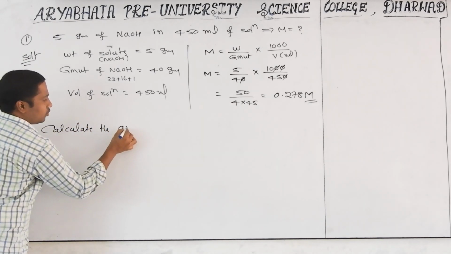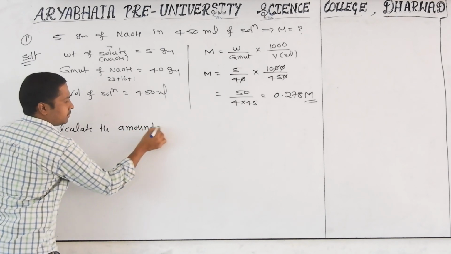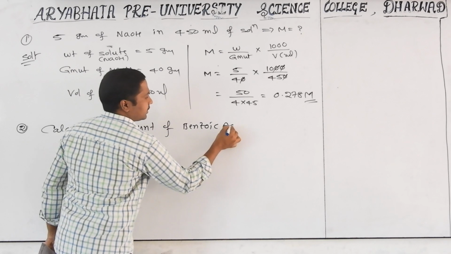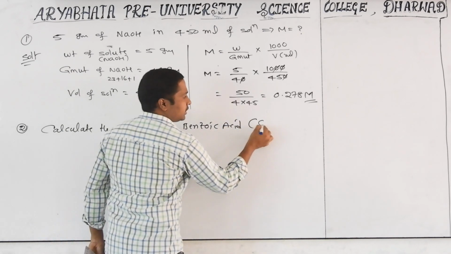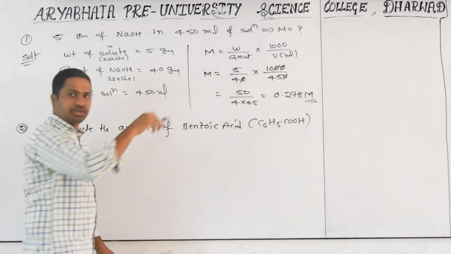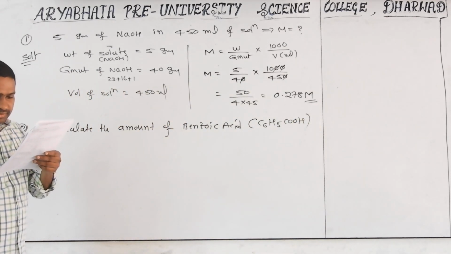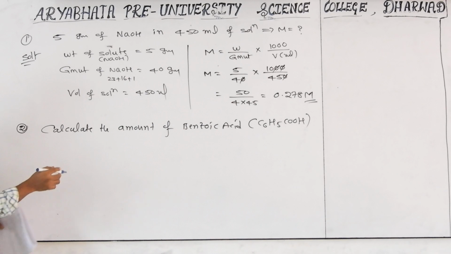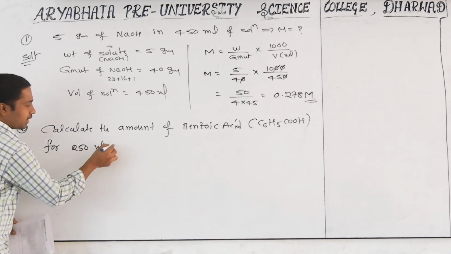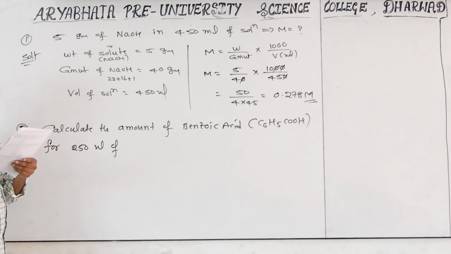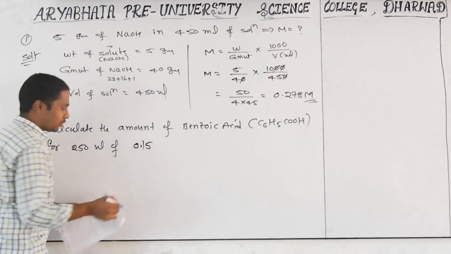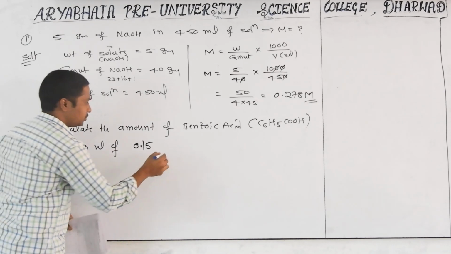Calculate the amount of benzoic acid. The benzoic acid formula is C6H5COOH, with COOH on a benzene ring. For preparing 250 ml of solution, of what concentration? A 0.15 molar solution.